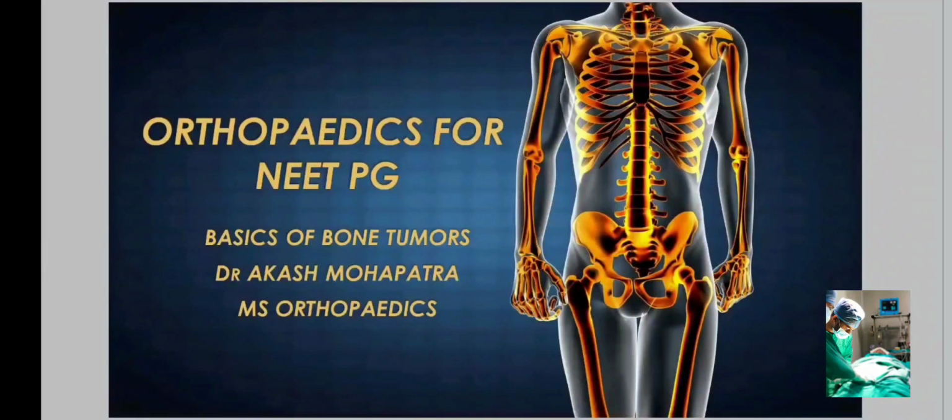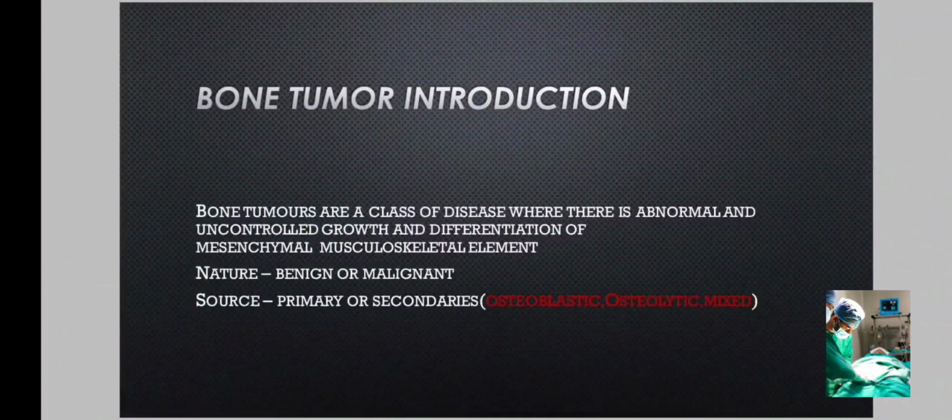So let's proceed. What is bone tumor? You can remember the definition, but simply, the tumors arising from the bone itself. So what are the nature of bone tumors? It can be divided into benign or malignant ones. And according to the source of origin, it can be divided into primary or secondaries. Secondaries basically mean the metastasis.